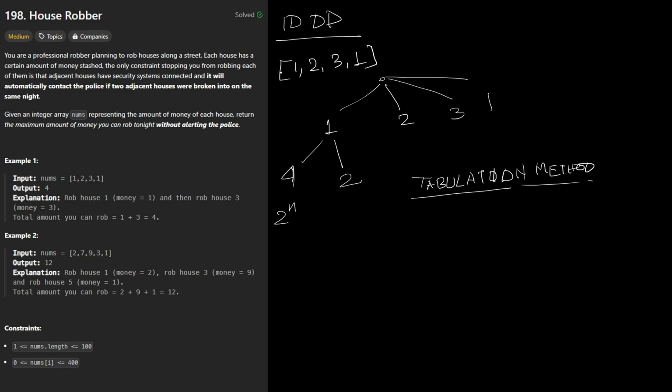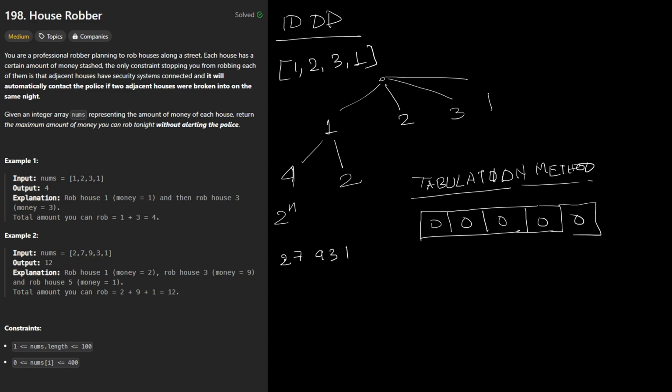Here, we are going to create an array with all the numbers. Here we have 4 numbers, but let us take this example: 2, 7, 9, 3, 1. So here there are 5 numbers. We are going to create this table, and initially all of them are going to be 0. For the first one, we know the first house can be robbed only in one way, so the value is going to be 2.